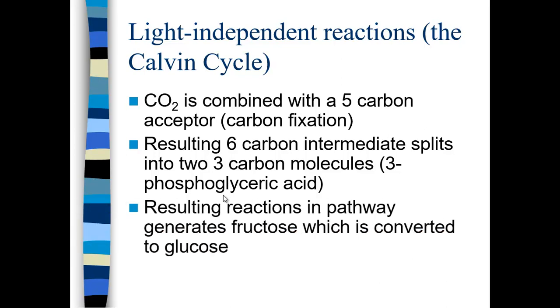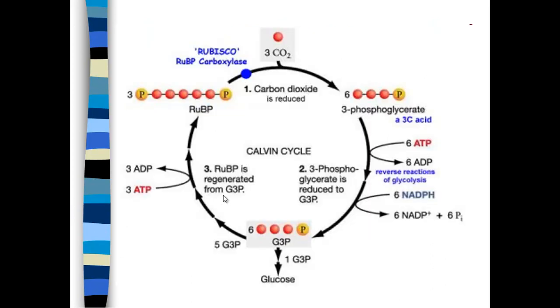The resulting reaction in the pathway generates fructose, which is then converted to glucose. And if you see this reaction, what happens is carbon dioxide then combines with RUBP. RUBP is ribulose bisphosphate. It has 2 phosphate groups in it. It combines with carbon dioxide. This makes 3-phosphoglycerate.